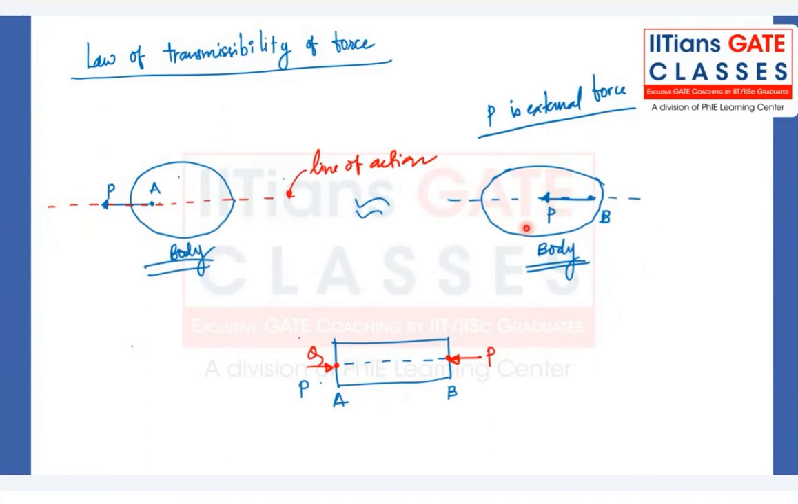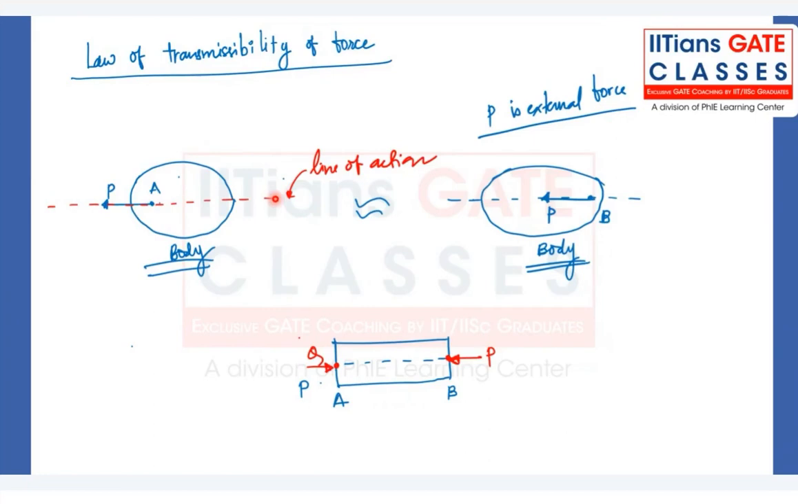So why it is important? In some cases, let's say you can simplify the problem if you use this law of transmissibility of force. Okay, when you draw the free body diagram, it will be easy for you to apply these forces and make the figure simpler in order to understand overall force system. I hope it is clear. I'll repeat the statement. The state of the body or state of the rigid body will remain unaffected if the force acting on the body is replaced by another force having same magnitude and direction, okay, but acting anywhere on the body along the same line of action. Okay, so this is the main idea for this law.